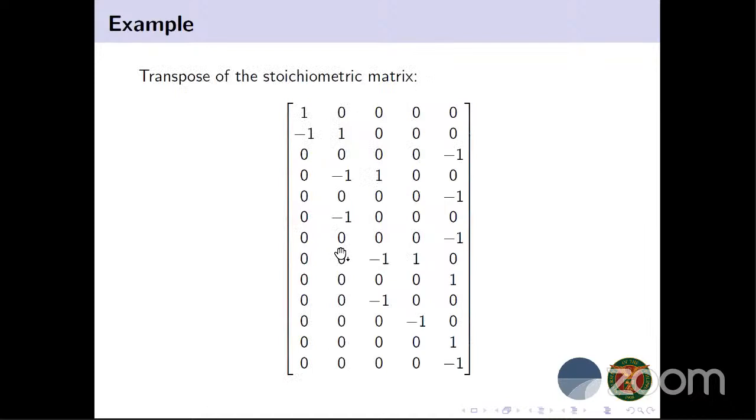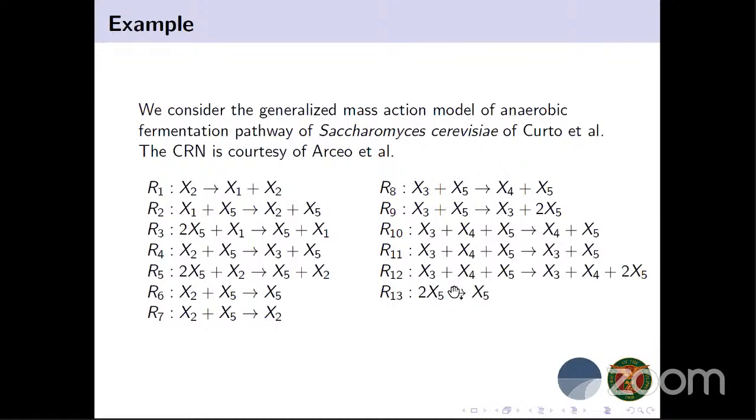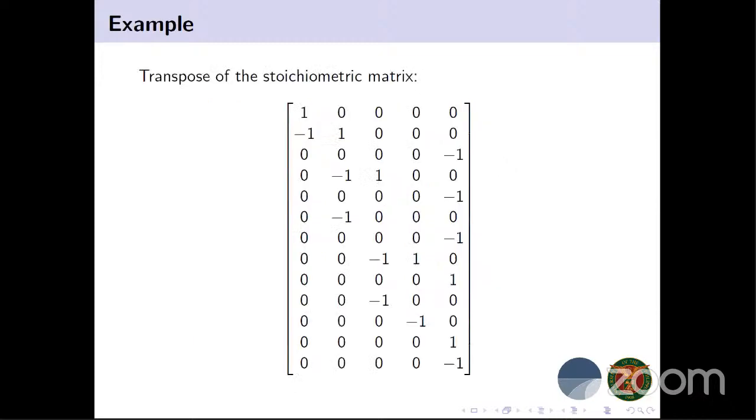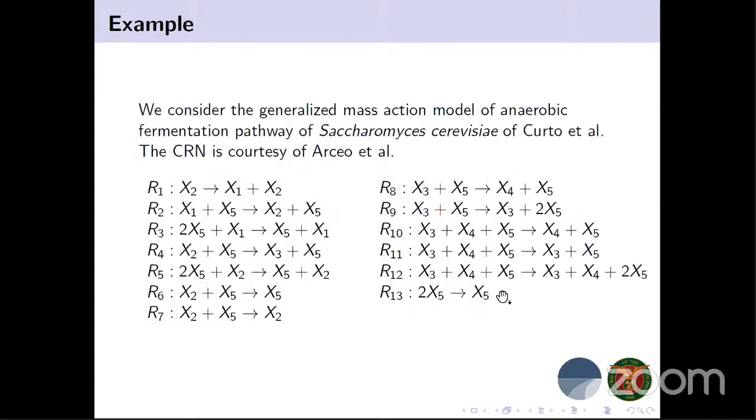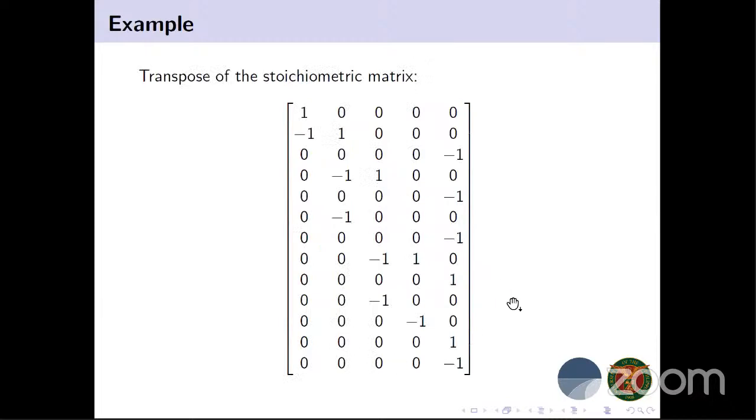Then the corresponding stoichiometric matrix. There are 13 rows of the matrix because there are 13 reactions. And then for the first row, you have x1 plus x2 to x2. So that would give you x1 as the reaction vector, and that would correspond to 1, 0, 0, 0, 0. There are 5 species here. And so on. You will do that for each reaction. So this is the stoichiometric matrix of the given network.